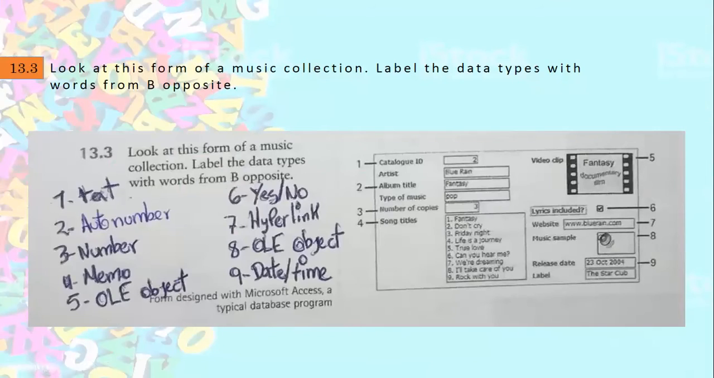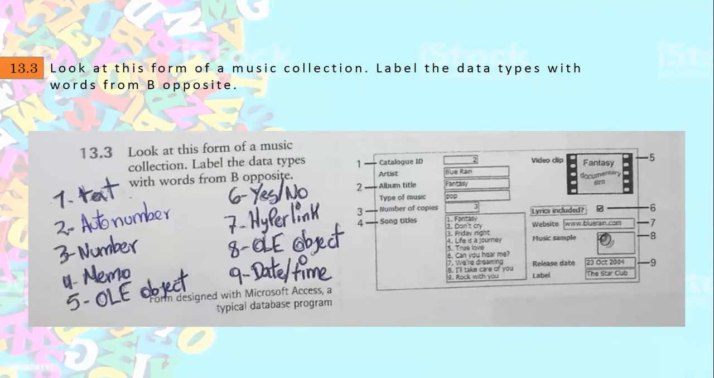Okay, exercise 13.3. Look at this form of a music collection. Label the data types with words from the opposite page. First we have the catalog ID. It is text.